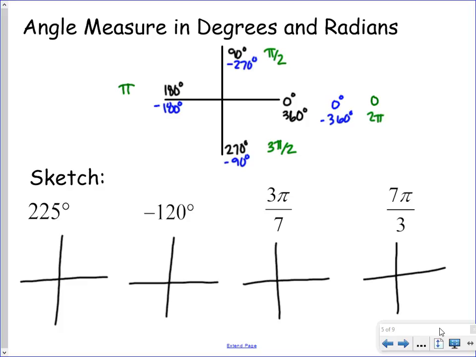Put your first one on the board. Use a colored pen instead of the black one. Okay. And then Carrie's done when you put your negative 120 on the board here.